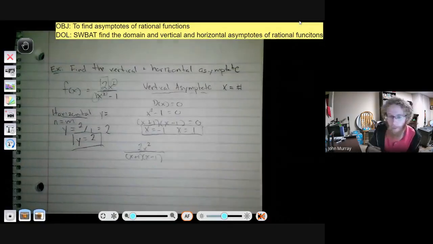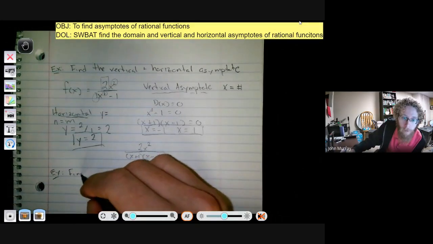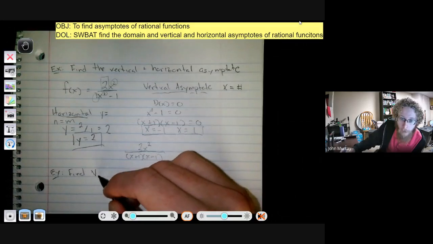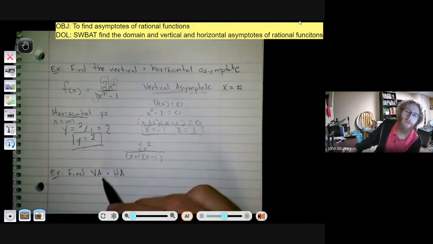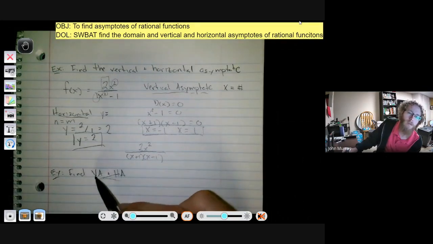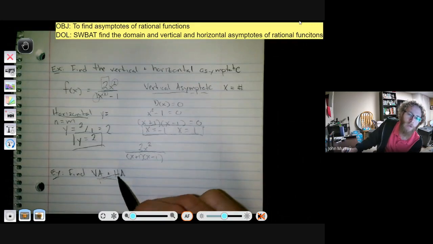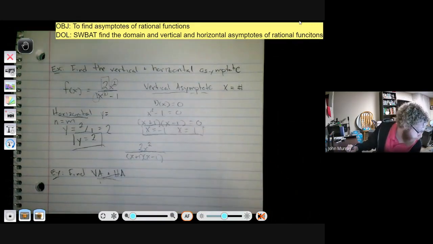All right, let's take a look at another example. From here on out, I'm probably going to abbreviate. VA is vertical asymptote, HA is horizontal asymptote. It's a lot to write out, so I'm going to do that.